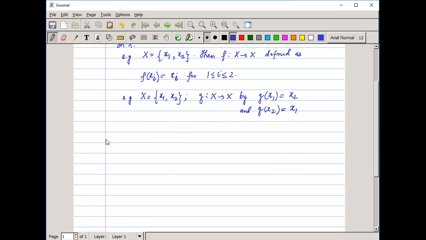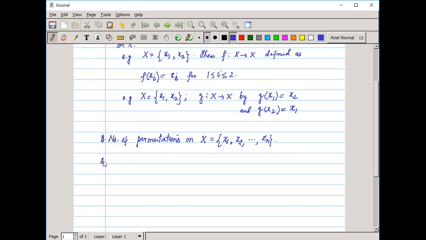Now we shall try to describe what could be the number of bijections or permutations that can be defined on a set X. So our question is, what is the number of permutations on X, where X has the elements x1, x2, ..., xn. So actually here we are taking a set with n elements, and we shall try to describe the number of permutations that can be defined on the set X.